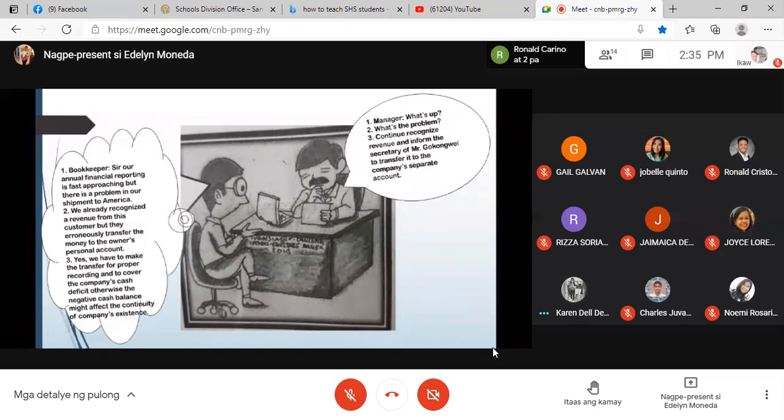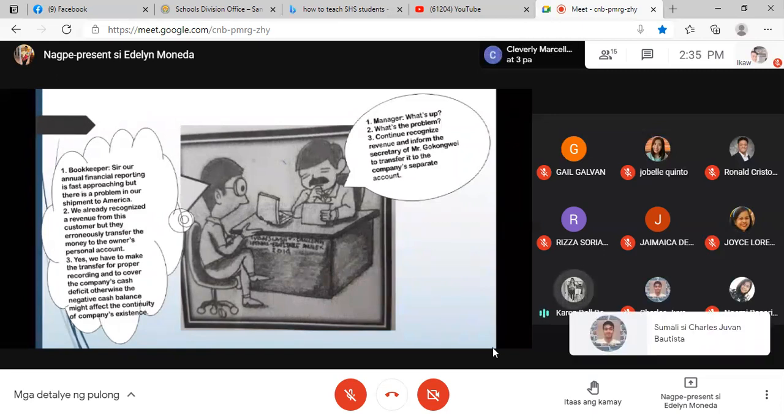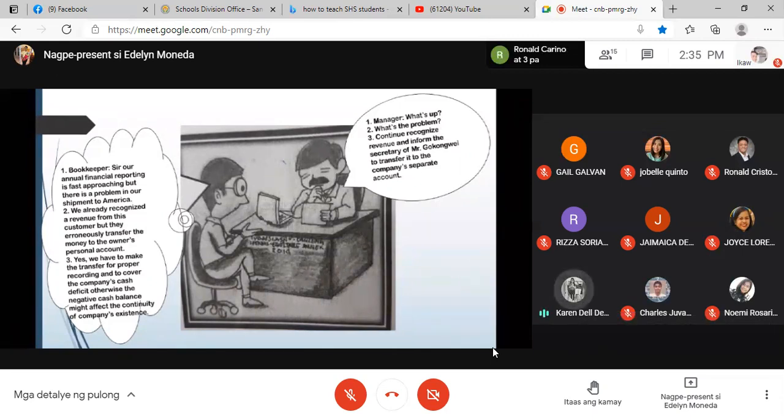Okay. Thank you. Okay. So, Karen, what do you think is the problem doon sa conversation? Problem regarding the revenue po. Tama. Anong nangyari sa revenue? Nakalagay po according to the conversation kanina na they recognize the revenue from the customer, but they erroneously transfer the money to the owner's personal account. Tama. Yun ang malaking pagkakamali. Bakit? Dahil magkaiba ang account ng may-ari. Personal kasi yun sa company. Nataon na si customer, the client, deposited yung kanilang payment sa personal account ng may-ari.